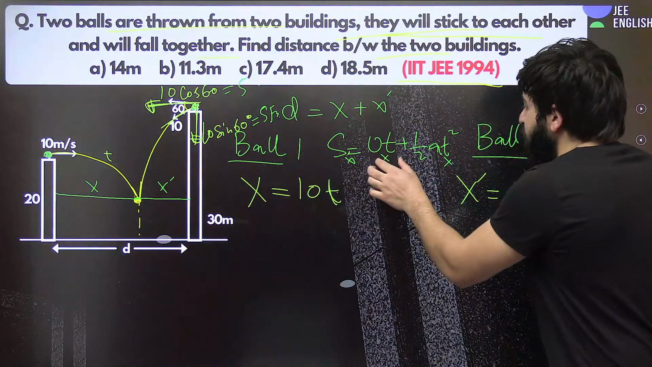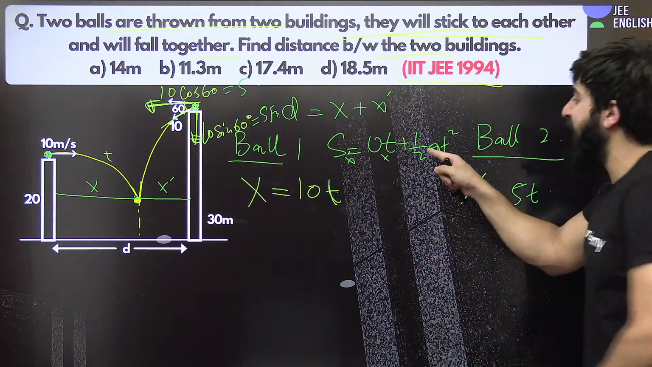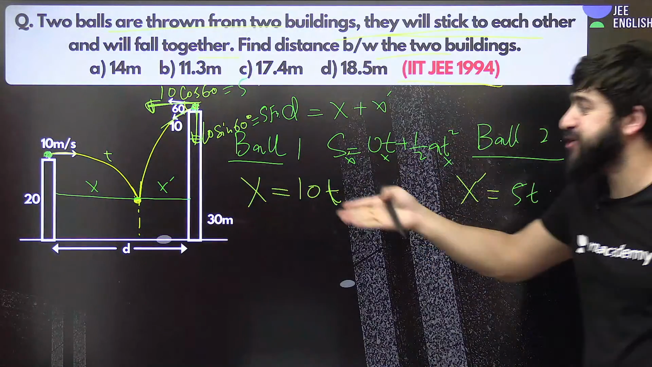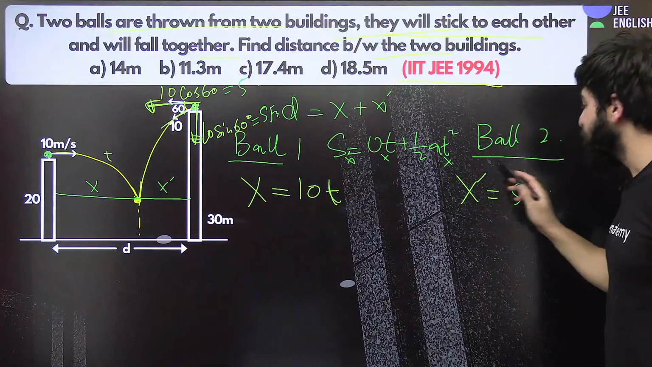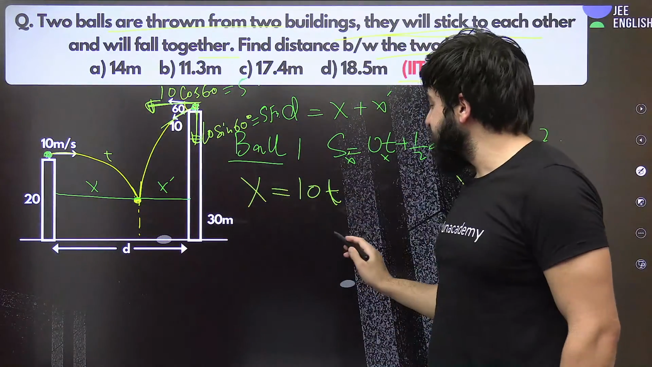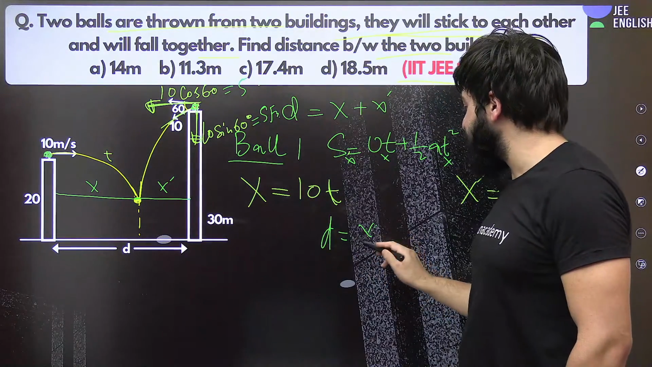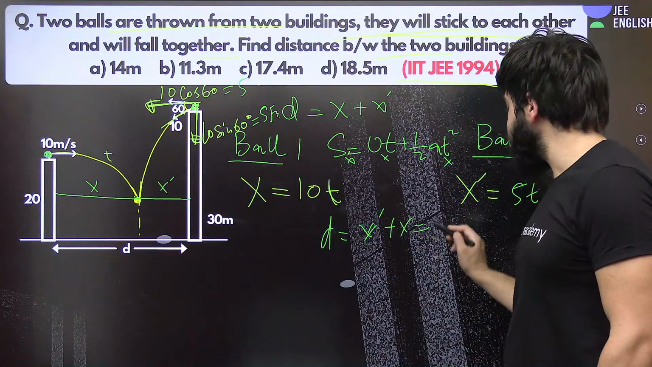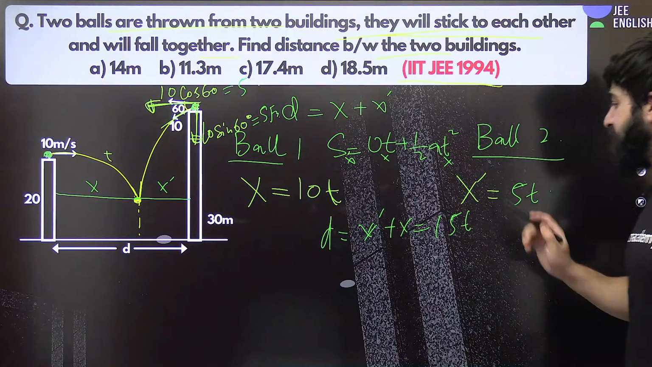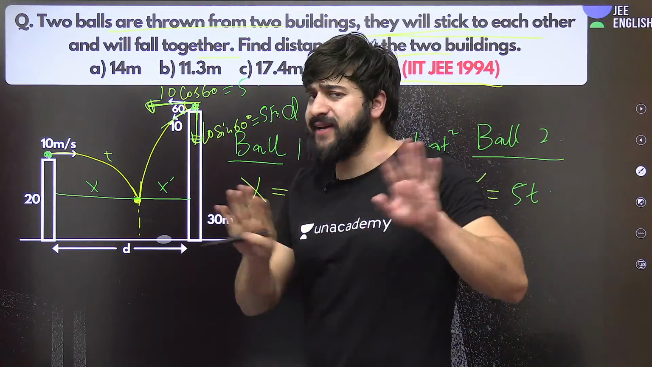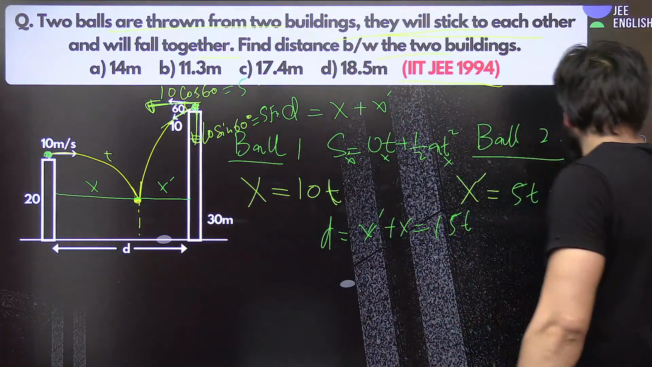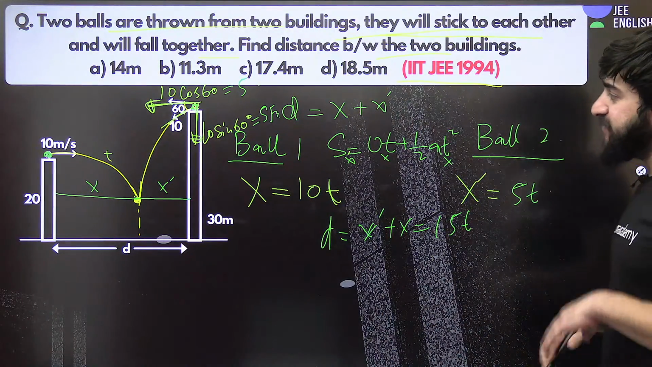Why 5t? Initial velocity is what? That is 5 into t. Acceleration in x direction over here is also 0 because that remains constant. Velocity in x direction remains constant. So can I say in this case, this d will be nothing but this x dash plus this x, that is nothing but 15t. 10t plus 5t, 15t. Is there any option over here that is 15t? Definitely not.